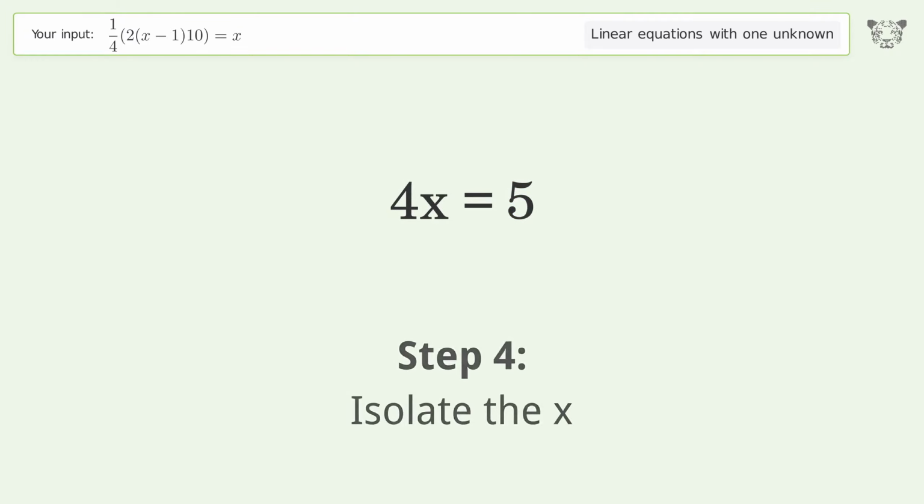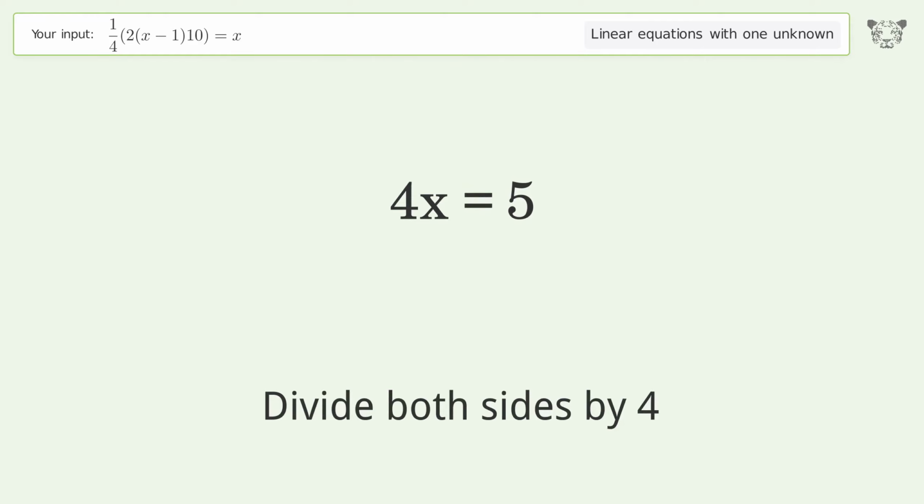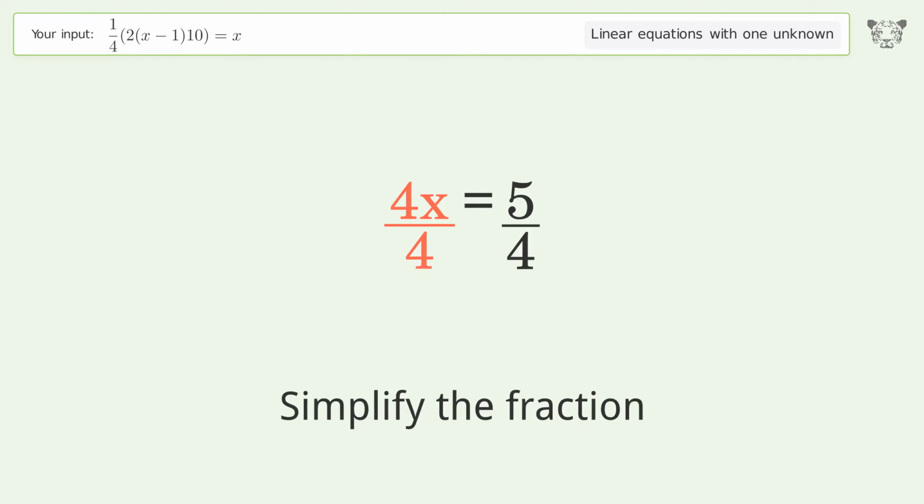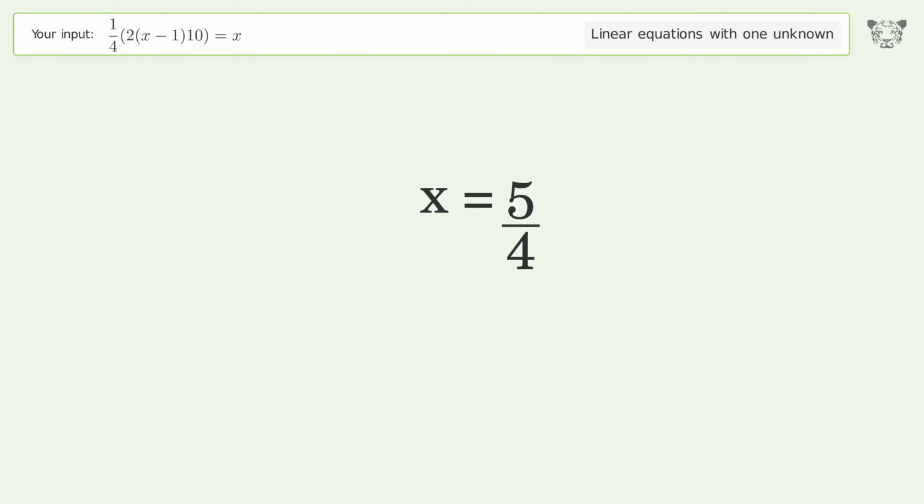Isolate the x. Divide both sides by 4. Simplify the fraction. And so the final result is x equals 5/4.